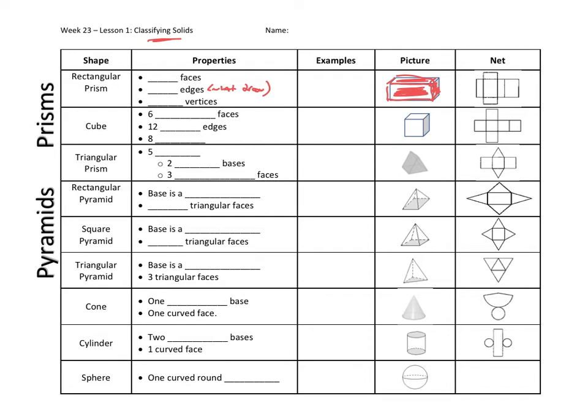Okay, so how many faces does a rectangular prism have? Well, think about a dice. There are 6 faces. There's a front, a back, a top, a bottom, right side, left side. Okay, so then edges. Where do the faces meet?